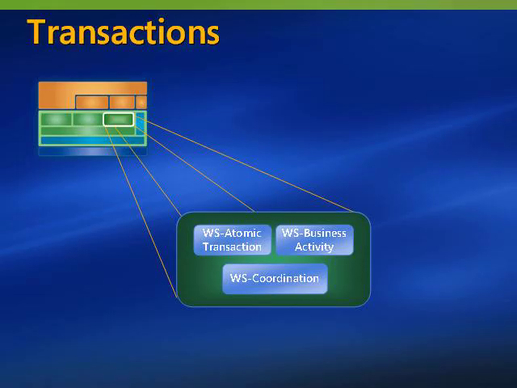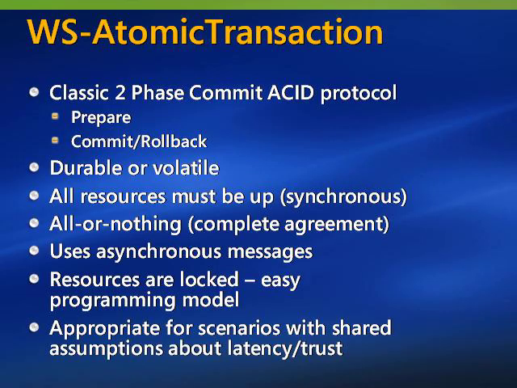Back to PowerPoint. The final thing I want to talk to you about before we actually talk a little bit about the process of these specs is transactions. Atomic transactions, the typical thing. You probably heard Jim Johnson Don talk about the transaction support in Indigo. This is the protocol underlying it. It's a classic ACID two-phase commit protocol where you have two phases, prepare and commit or rollback. It can be either volatile or durable, and I think Don talked about that a little bit.